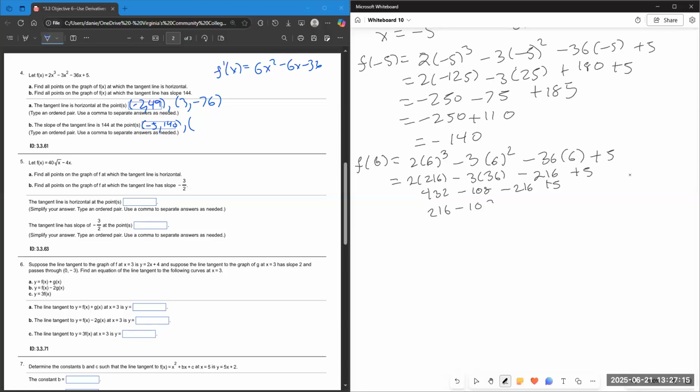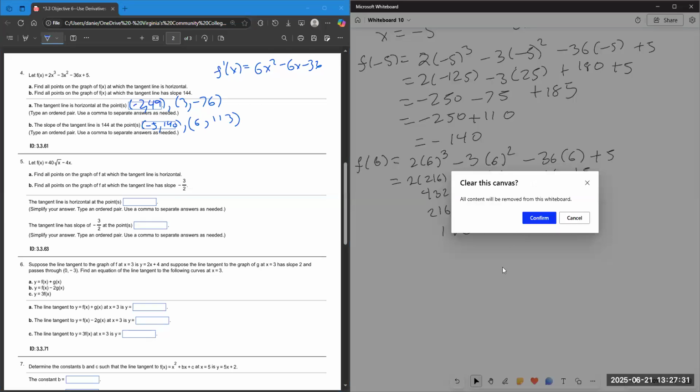216 minus 103 is 113. That gives me the 0.6, 113. All right. Let's move on now to number 5.